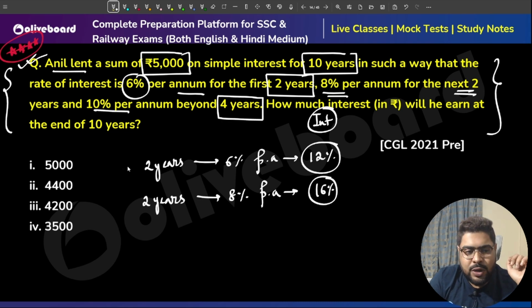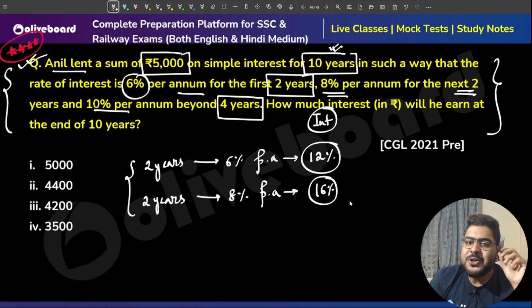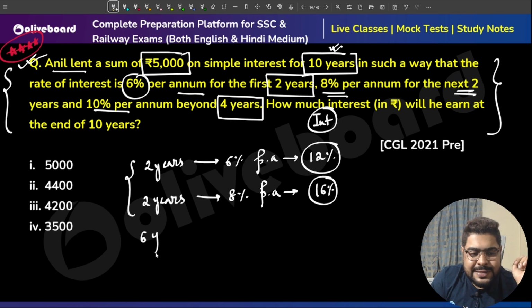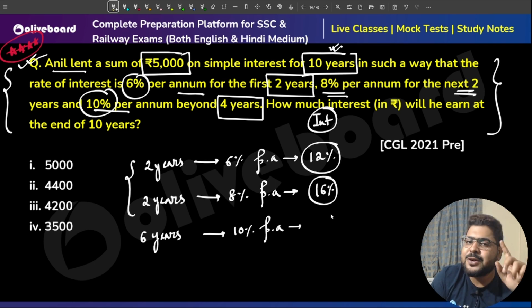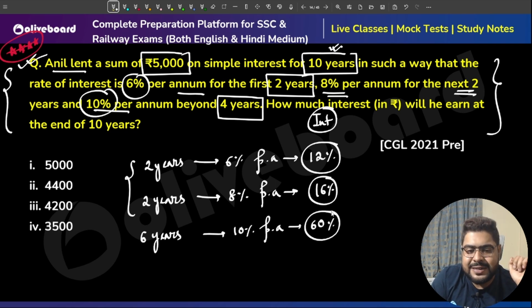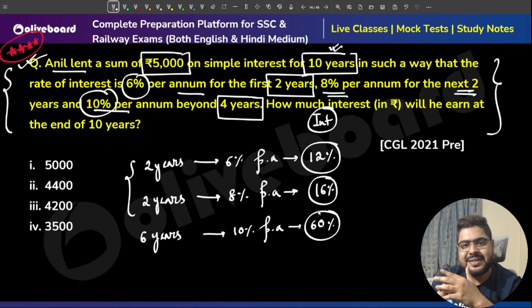Now you see, 2 plus 2, 4 years have gone. Total it is for 10 years. So beyond 4 years, we still have 6 years left. Every year it is 10% per annum. So what is the total interest? Can I say 60%?